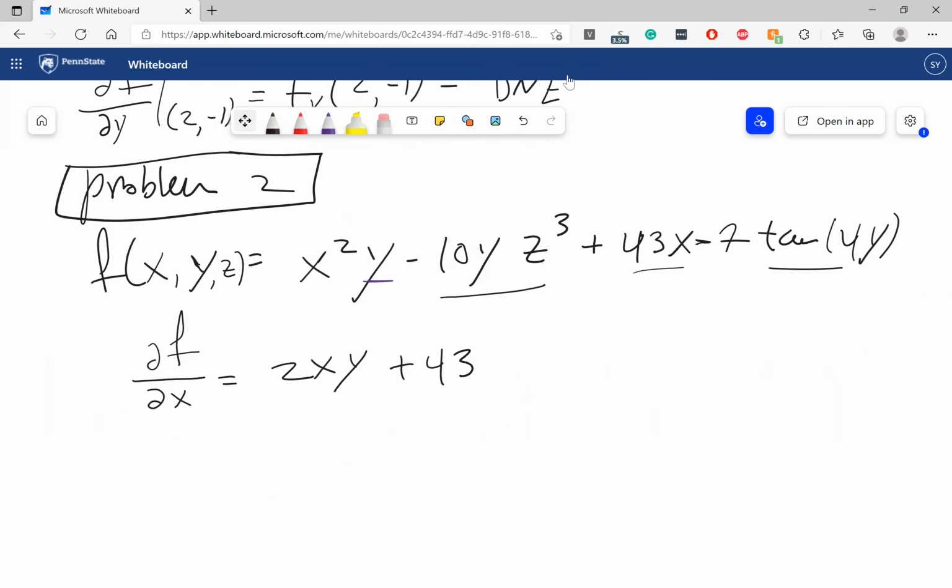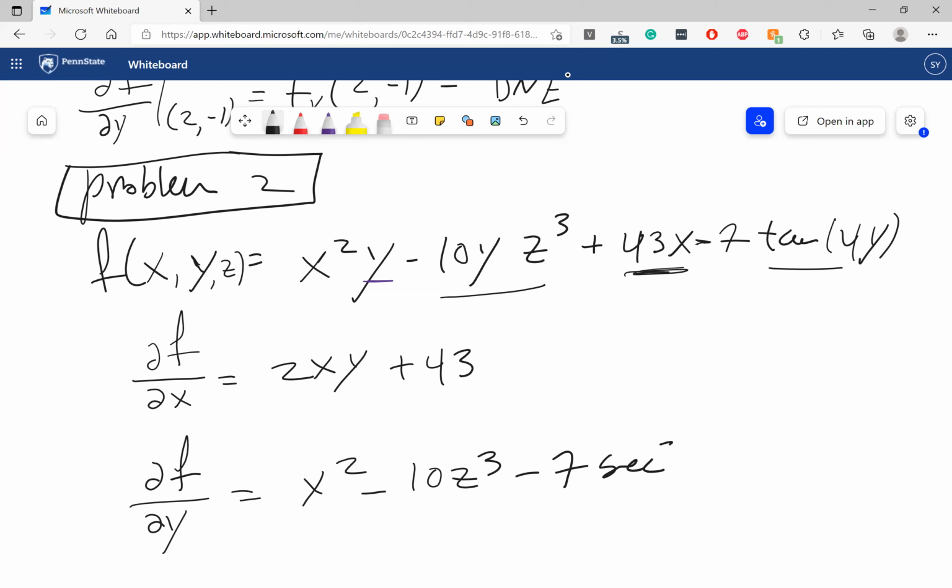If you take the partial here with respect to y, partial of f with respect to y, then what we get is x squared minus 10z cubed. This disappears, and then you get minus 7 secant squared 4y times 4. Oh, okay, so now I see how it's done.